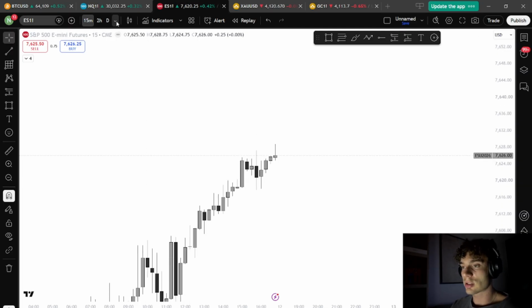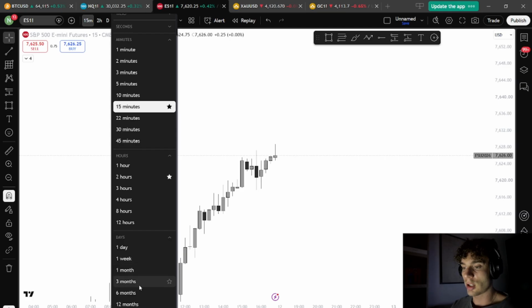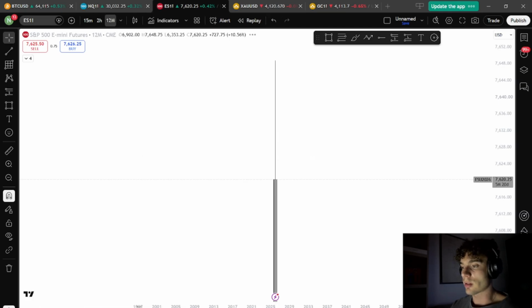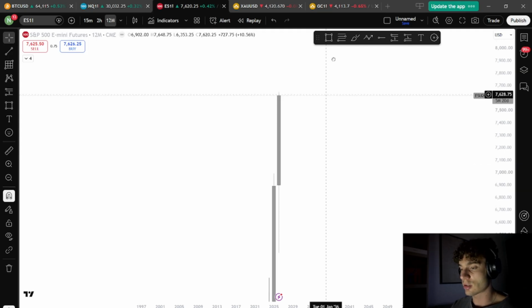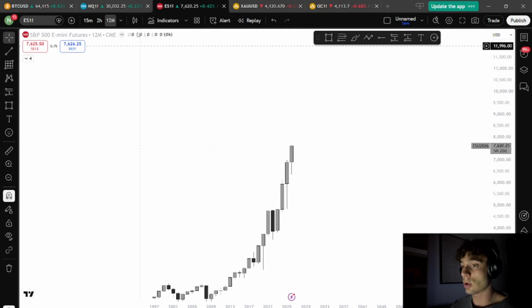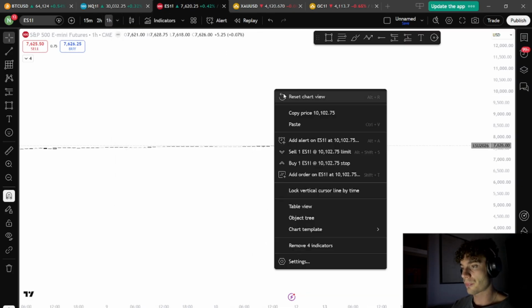Here you can choose the time frames. You can go all the way from 1 minute, even ticks and second charts if you have that option, to a daily, weekly, 12 months or whatever. Whenever you change time frame, obviously the chart is going to look different. This is how it looks on 12 months, and this is how it looks on 1 hour, for example.